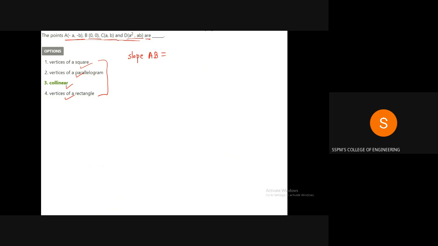So first we will find the slope of AB. All the slopes will suggest what kind of points these are. How can we calculate slope? We know the basic equation y is equal to mx, or m is equal to y by x. So we'll use that. The slope of AB, this point is B, this is our A. So 0 minus minus B divided by 0 minus minus A, 0 plus B over 0 plus A, that is equal to B divided by A. Slope of AB is equal to B divided by A.